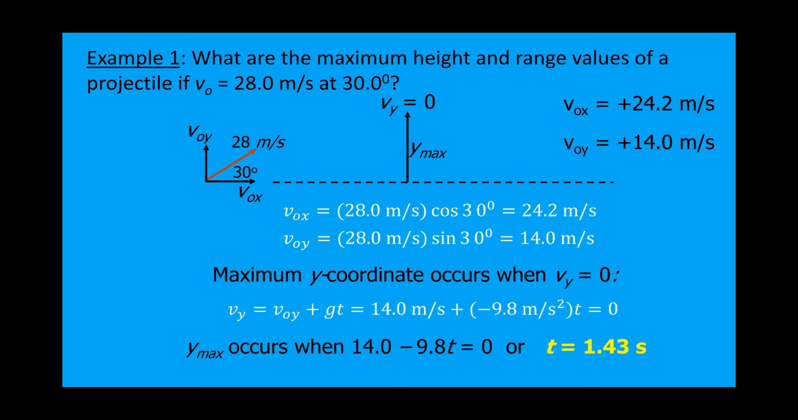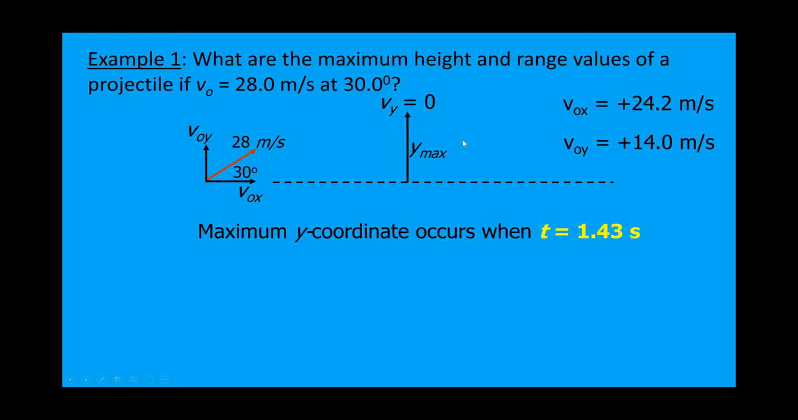Just plug that in for t in the second equation. Yeah, so let's show that. So here's everything we know. We found the horizontal and vertical velocities. We found the time it takes to get to the maximum height, to the peak.